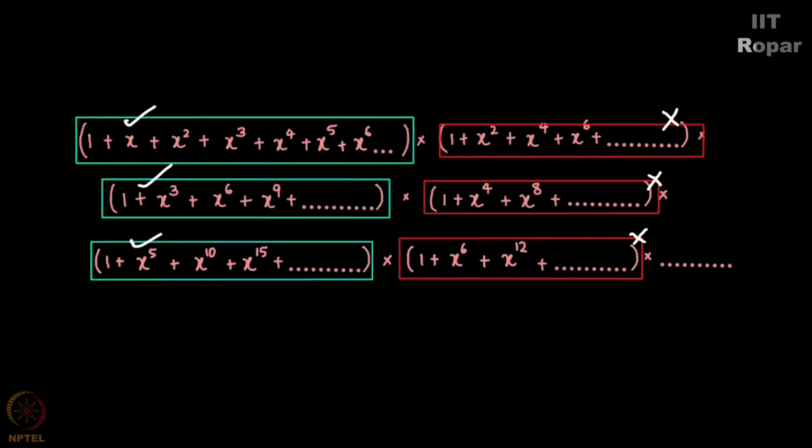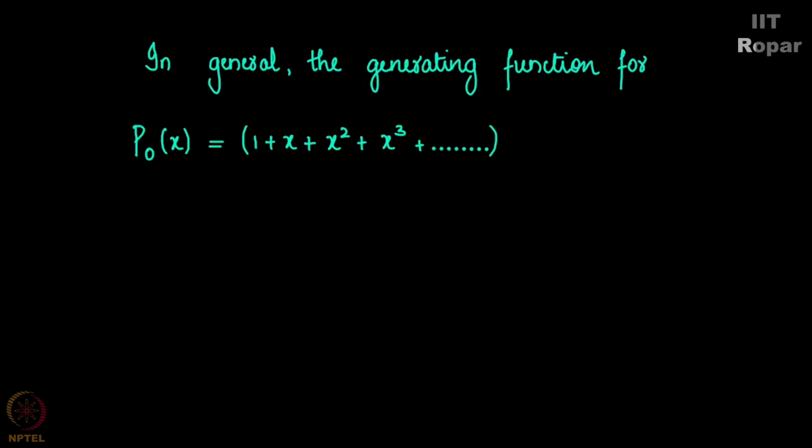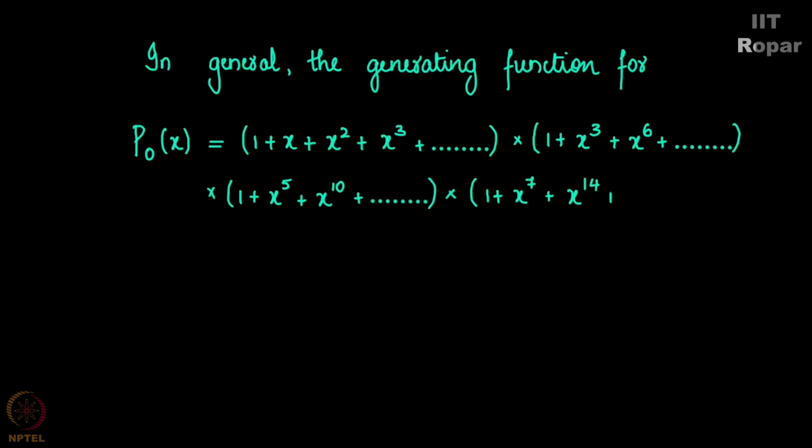So, now let us see what is in general the generating function for PO of x. PO of x is the odd partitions of x. It is going to be 1 plus x plus x square, so on, into 1 plus x cubed plus x to the 6 plus so on, into 1 plus x to the 5 plus x to the 10 plus so on, into 1 plus x to the 7 plus x to the 14 plus so on, and the product continues.